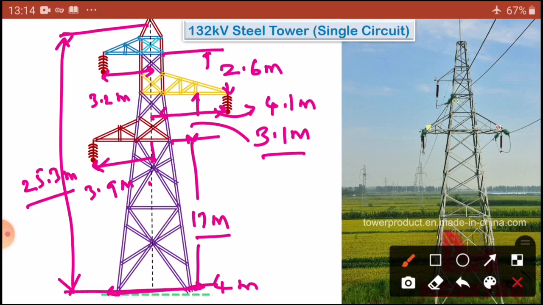Okay, so that means all dimensions are not equal. You have to remember that one. This is 3.9, this is 4.1, this is 3.2. Okay, so these are the dimensions, dear students, and from this place to this one, the top ground wire, that is nearly 2.6. You have to make it 2.6. Okay, 2.6. This distance.